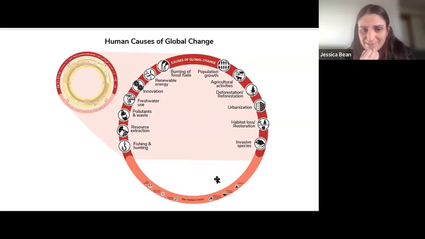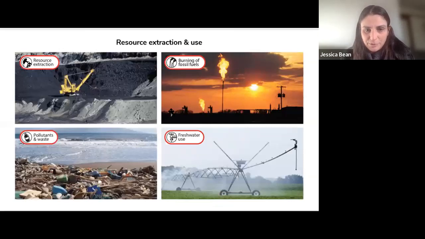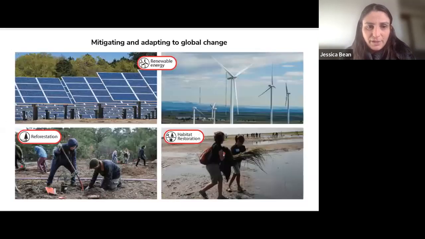And while we have created a lot of problems for ourselves ecologically because of some of these activities, we also have the capacity to solve them. So we've also included some very hopeful language in this framework, things like renewable energy, innovation, right? We can reforest areas. We can also restore habitat. This is possible, and these are efforts that are happening around the world in order to sustain ecosystems and human populations. So again, we have lots of resources for thinking about what these causes are, what they mean, what's involved, but also, of course, mitigation and adaptation of climate and global change.